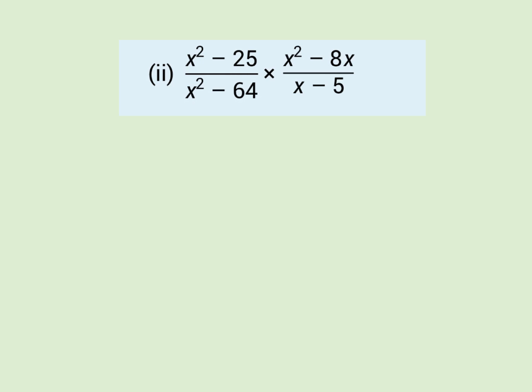Just going to take another question and just work through each step again. So this was just another question from your book.